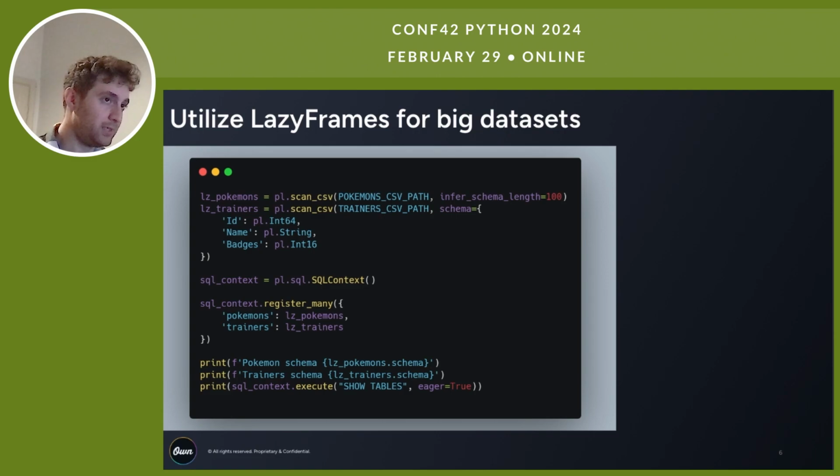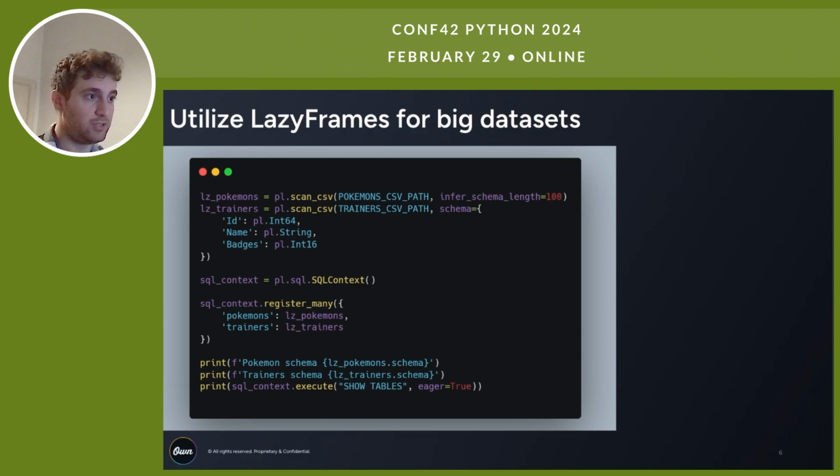So with a bigger number, usually inferring the schema will be slower. So we were reading 100 rows in order to understand our schema. And as you can see, we have another scan CSV for our trainers. Here we are not using infer schema length, but we are telling Polars what the schema of our CSV is. So we are telling it ID is an integer, name is a string, and badges is also an integer.